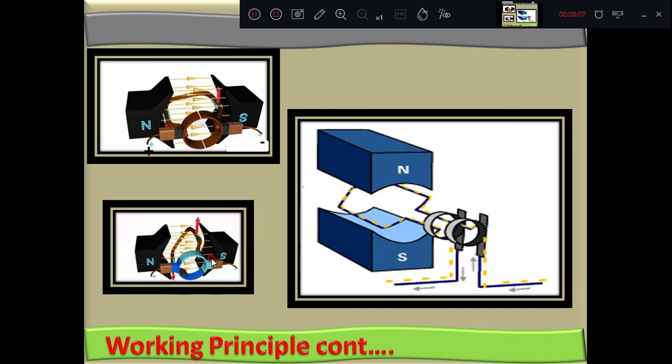You can see another animation also here. You can see here these red marks, they are the force exerted on the armature conductor. Because of that, it starts rotating. You are getting the mechanical energy out of it.